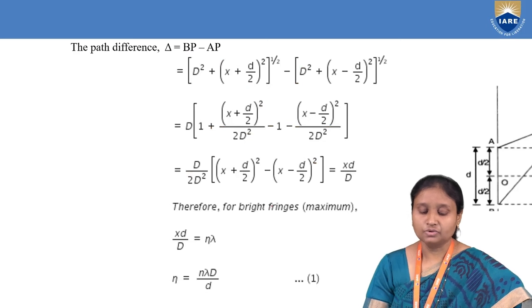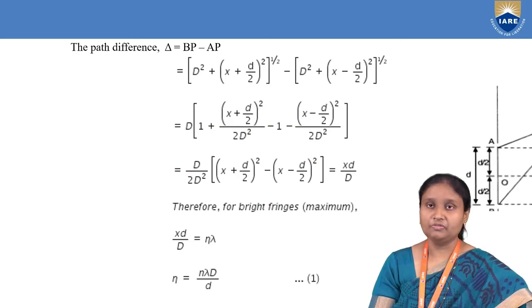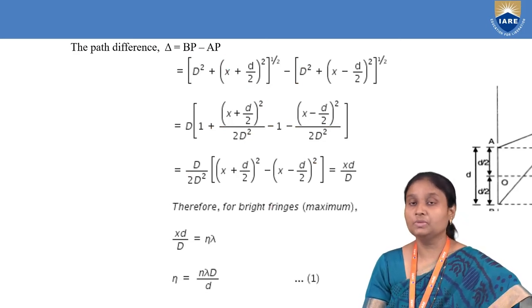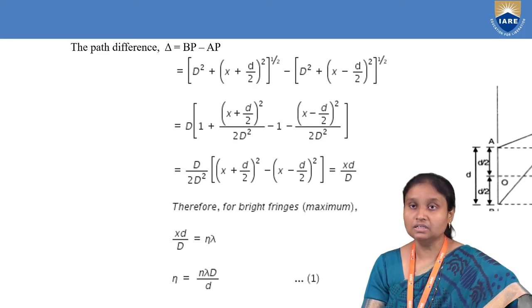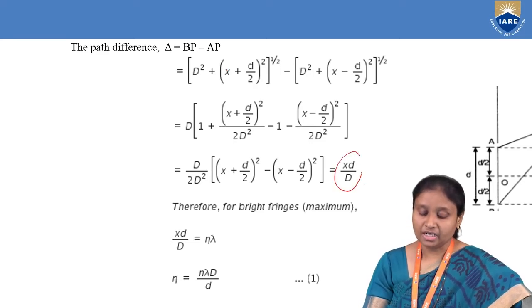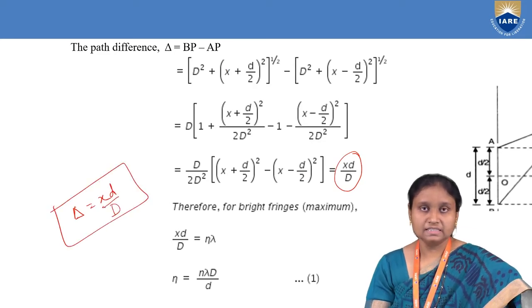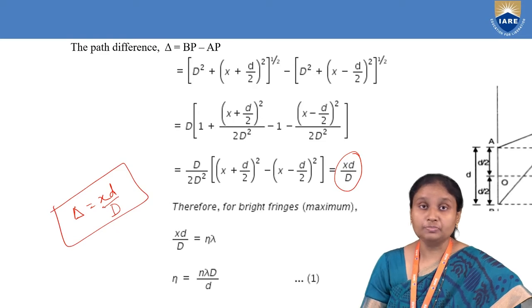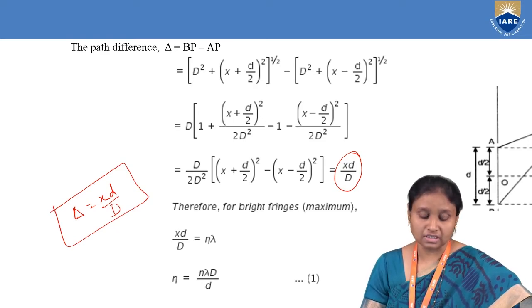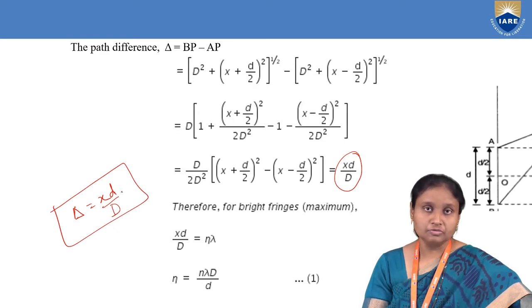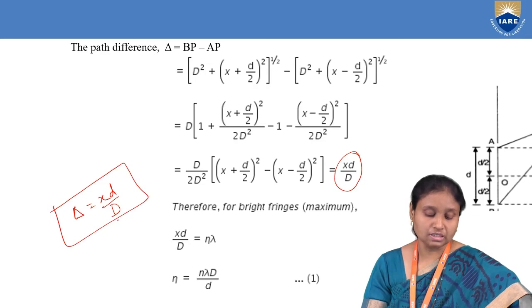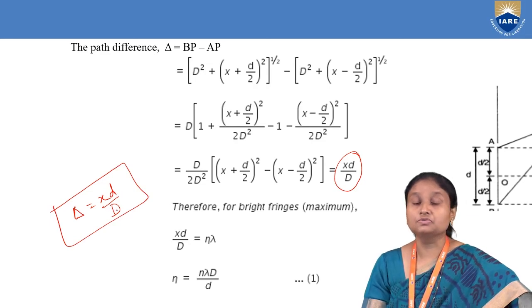As I have told you, here BP and AP we have taken. So by making use of those two right angle triangles, we end up having our path difference as x small d by capital D. And what is x? X is the distance of point P from the center of the screen, and small d is the distance between two virtual coherent sources, and capital D is the distance of those two virtual coherent sources from the screen.